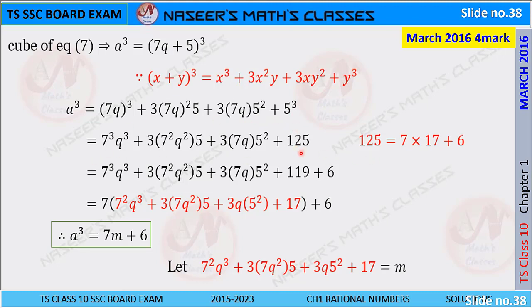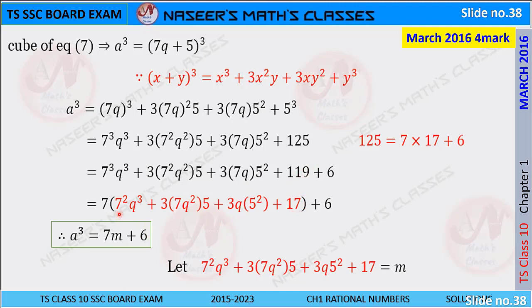Here 5 cube means 125. 125 is written as 7 times 17 plus 6, that is 119 plus 6. From these 4 terms we take out 7 common, then we can write it as 7 times (7 square q cube plus 3 times 7q square times 5 plus 3q times 5 square). Here we take out 7, then remaining is 17.